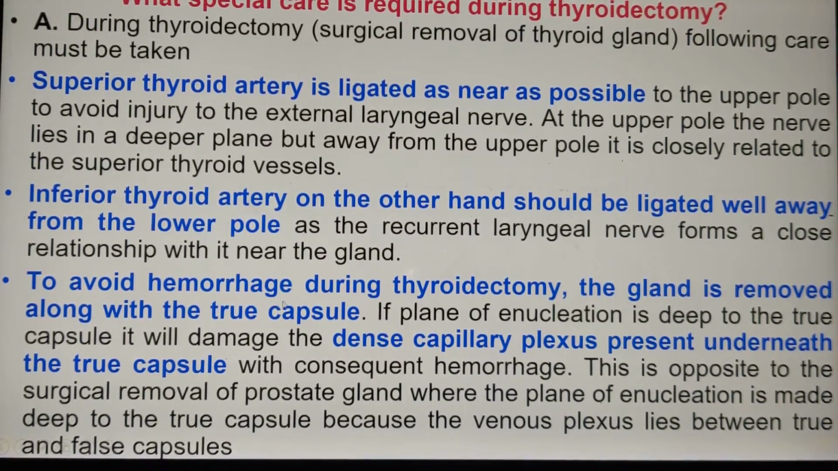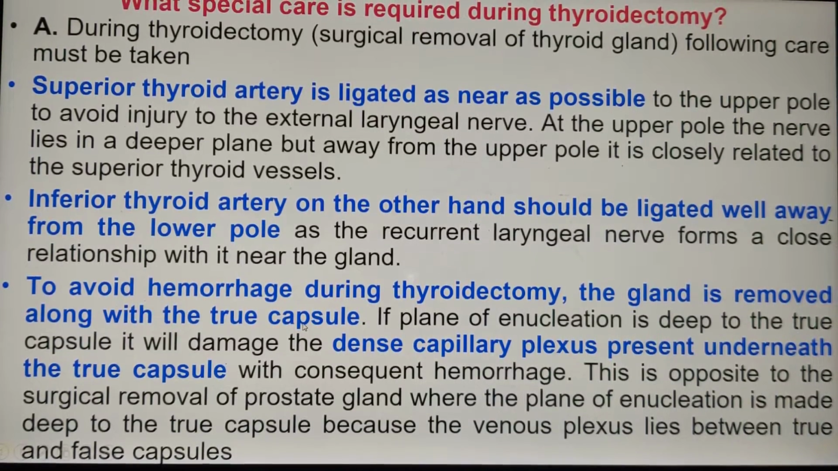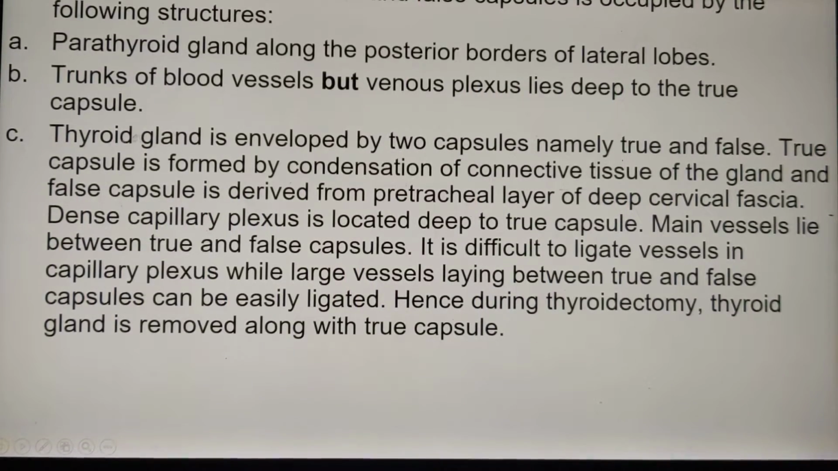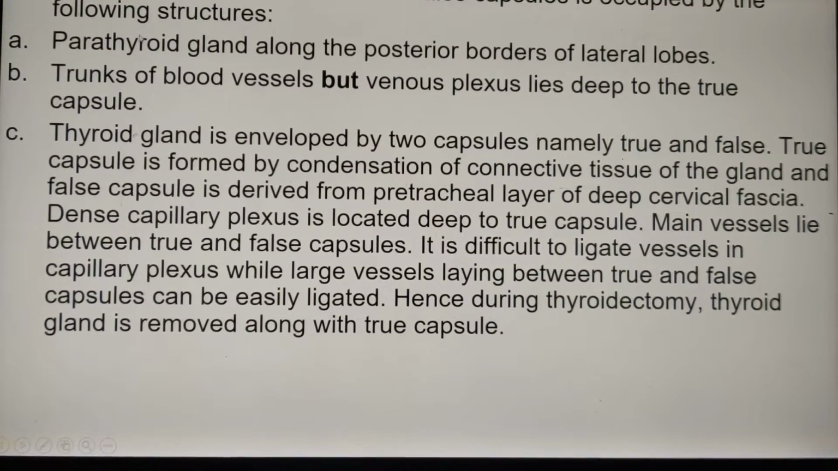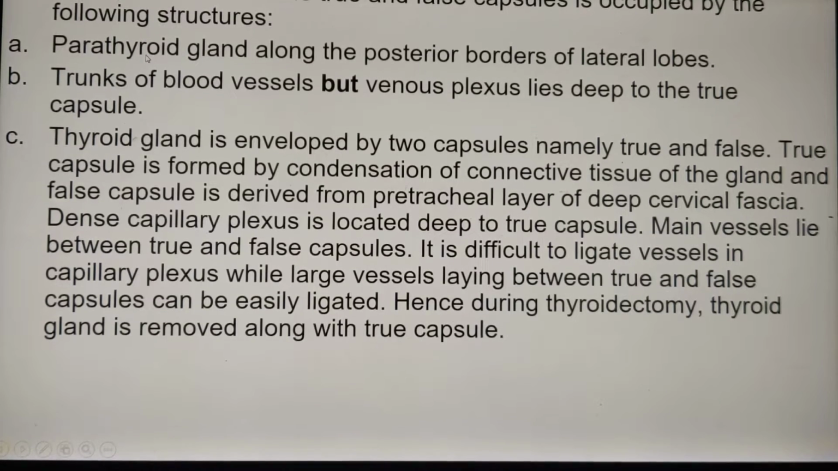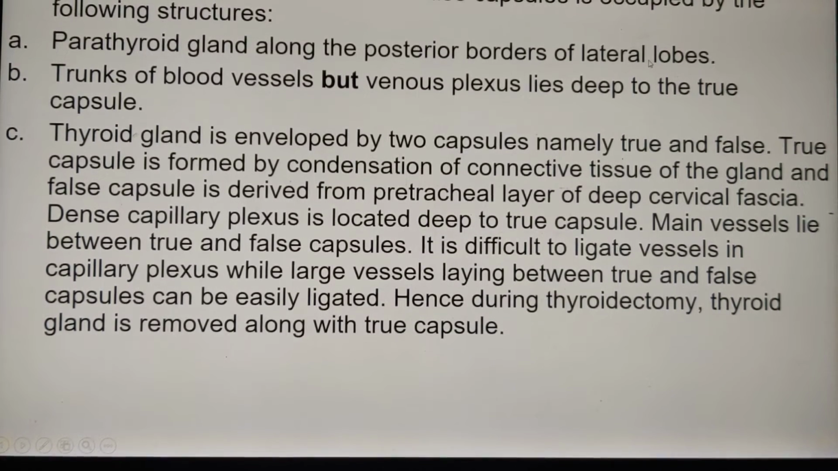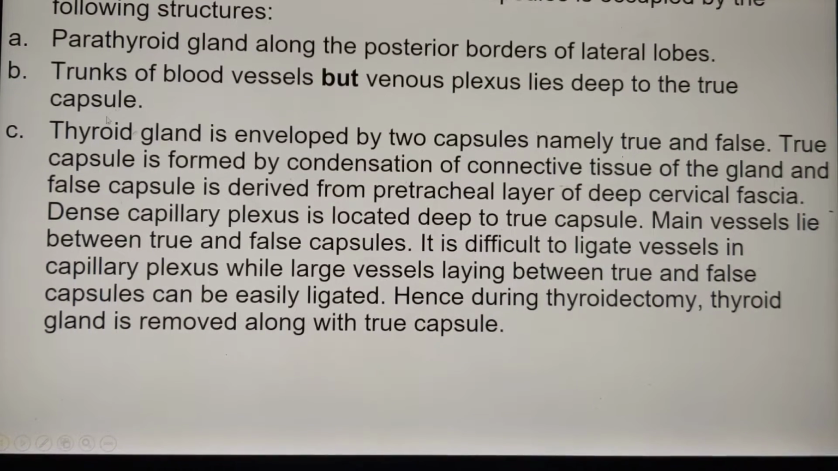To avoid hemorrhage during thyroidectomy, the gland is removed along with the true capsule. We will discuss this in detail. The space between the true and false capsule is occupied by the following structures: the parathyroid glands, along with the posterior border of the lateral lobes, and the trunks of the blood vessels, but the venous plexus lies deep to the true capsule.